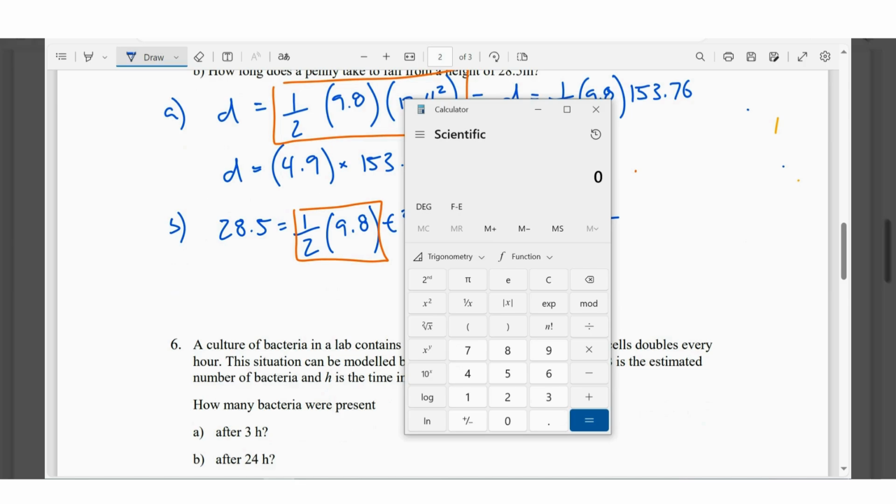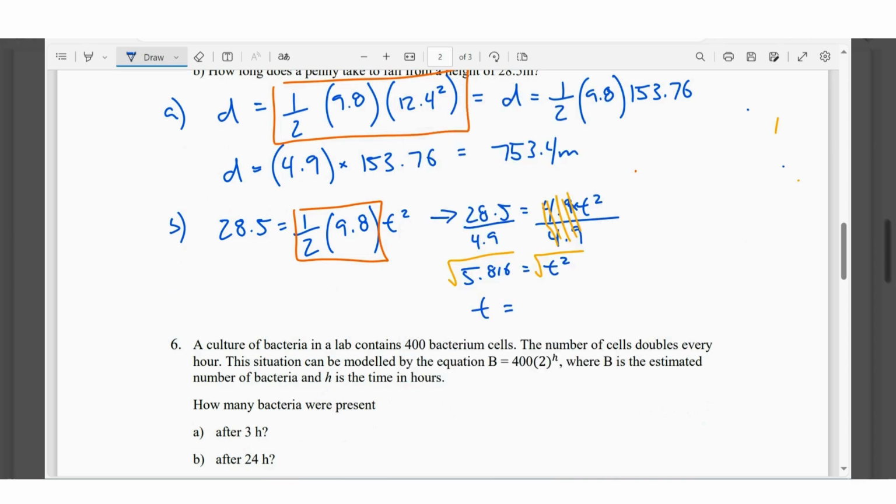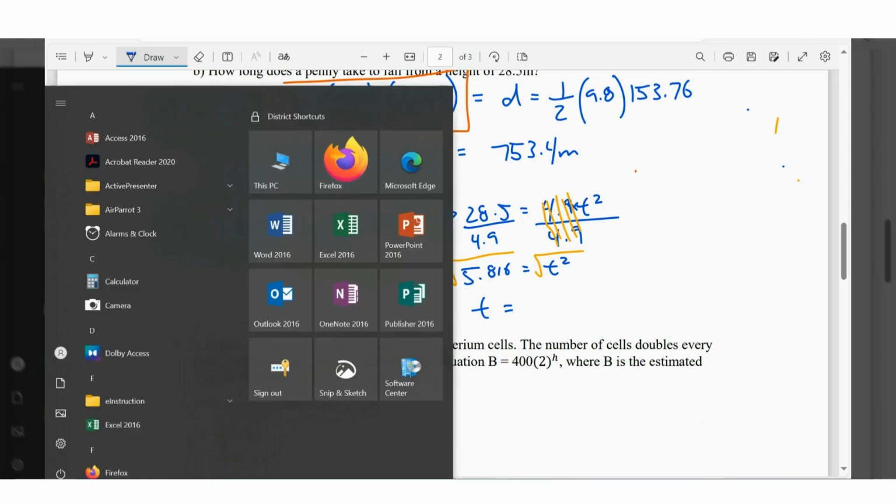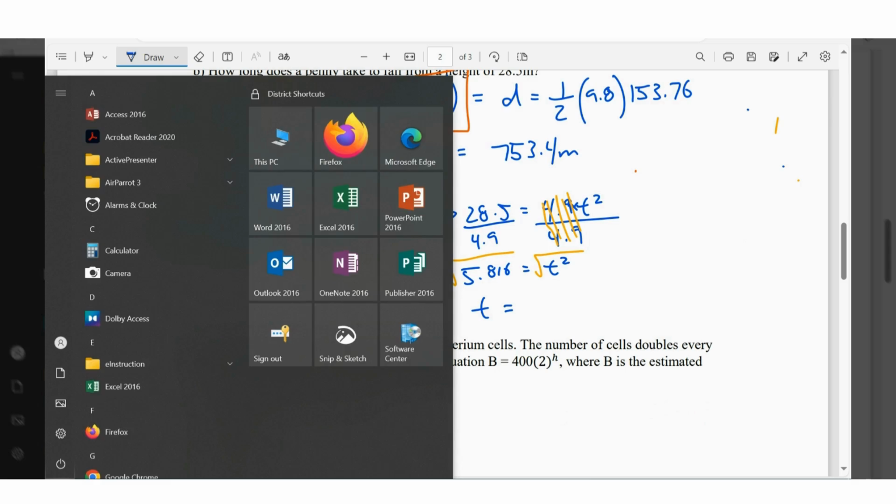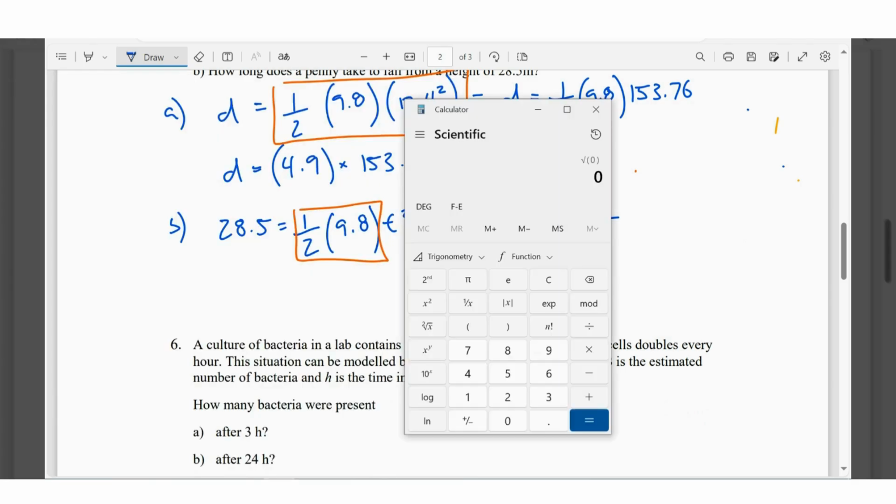So let's do it. Square root 5.816 equals... I feel like I did something strange here. Not what I was expecting, but let's see. You expect at least 2. So what have I done here? Where's my calculator? Square... Oh, I think we go 5.816. There we go. 2.4.